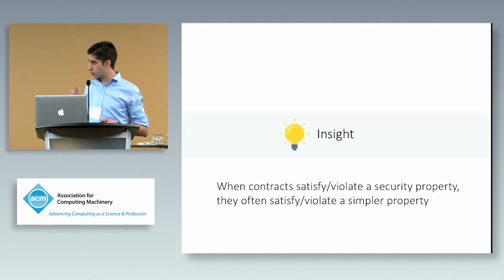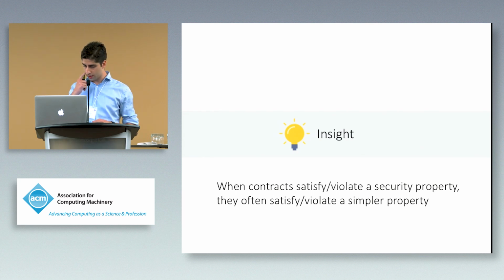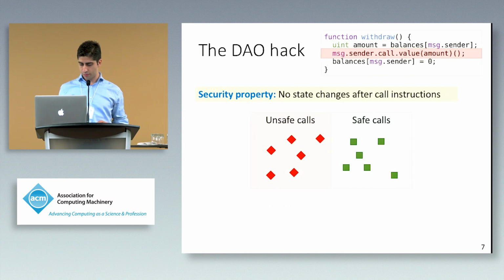And so what we did is we actually looked at many different real-world contracts, and we looked at why they satisfy or violate relevant security properties, and we had the following insight. So very often when a contract satisfies or violates a property, it also tends to satisfy or violate a much simpler property or a pattern. Let me tell you what I mean by this.